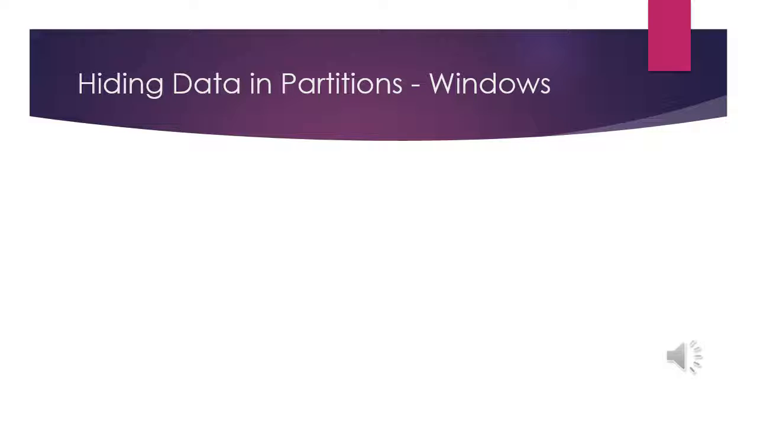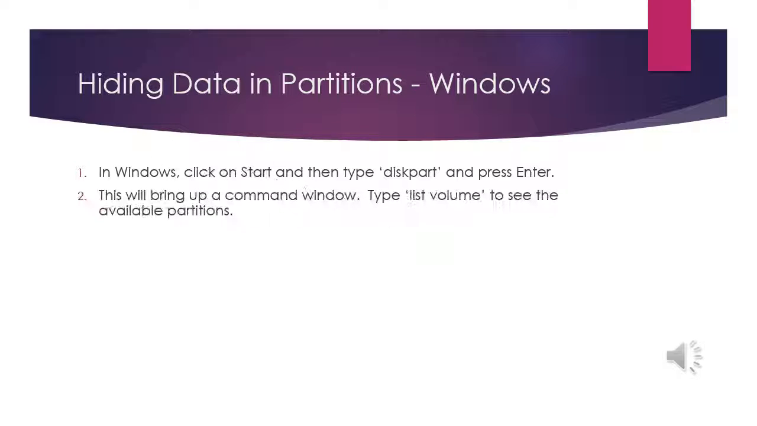So next procedure is hiding data in partitions, and I found that just using Windows was good enough to do this. You don't need any special software downloaded. So in Windows, you just click on Start and type this part and press Enter. This will bring up a command window. You type list volume to see the available partitions.